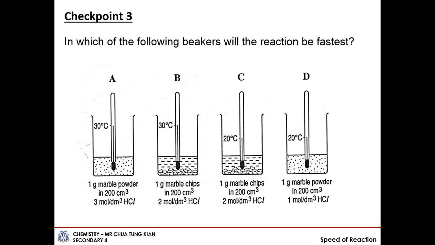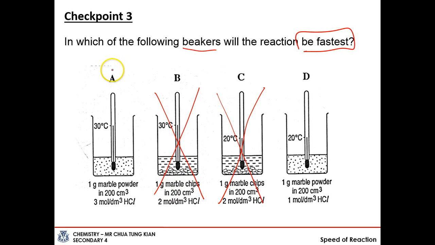You notice that there are A, B, C, D, 4 beakers with marble powder or marble chips and some acid. So this is a calcium carbonate reacting with acid reaction. In which beaker will the reaction be fastest? Let's take a quick look first. This is marble powder, marble chips, marble powder. So instantly we have eliminated B and C, because being marble chips, they would have a smaller surface area to volume ratio. The reaction will be slower.